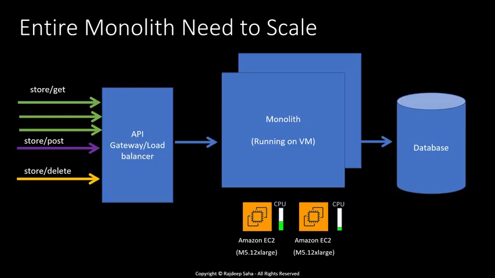So now we have two M5.12xlarge EC2s running, and the CPU utilization for both of those went down. So even though you are using only part of the CPU, you still pay full price for these Amazon EC2s, since you have to assign a sizable virtual machine for the monolith, so you end up paying a lot more.